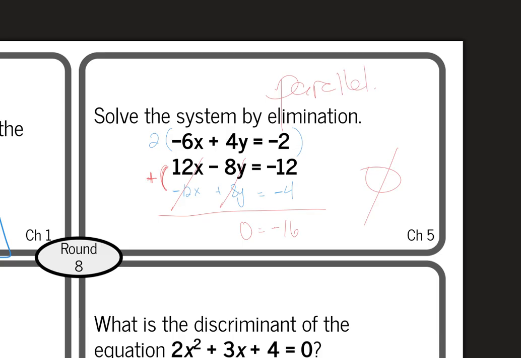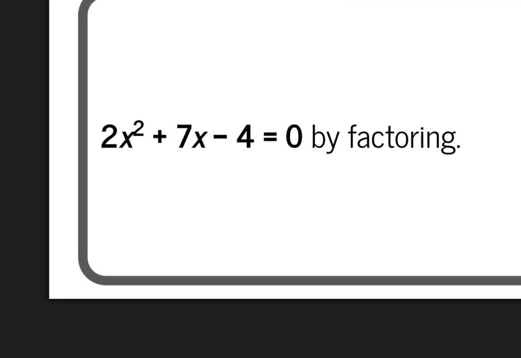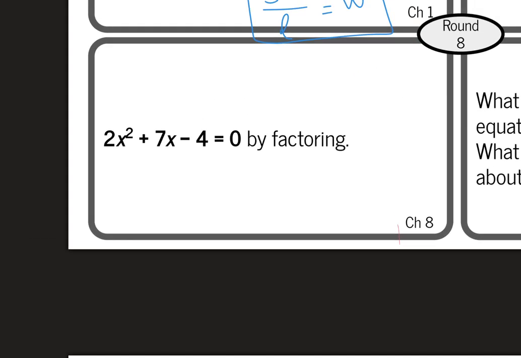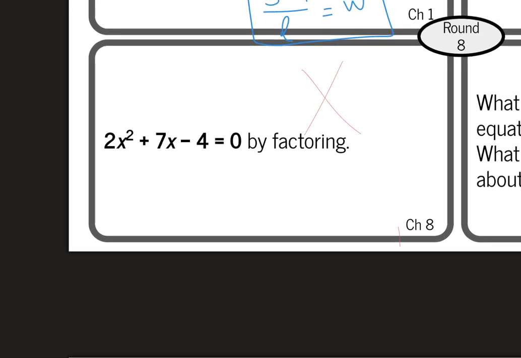They never touch. Solve this by factoring. Well, we can do the x thing. 2 times negative 4 is negative 8, and our b is 7. So what factors of 8 could possibly give us 7? Let's see, there is 8 and 1. How about positive 8 and negative 1? So since a is not 1, what we're going to do is factor by grouping.